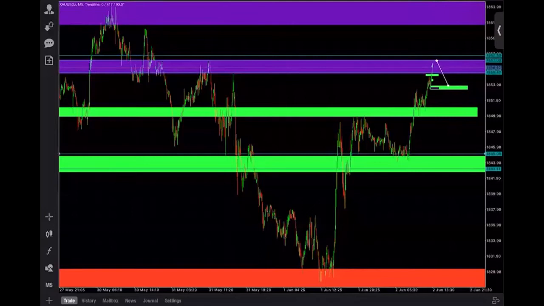And then it will either reject up or break down. But people who took the buy, the potential, if it breaks here, boom, 200 pips, 100 pips.